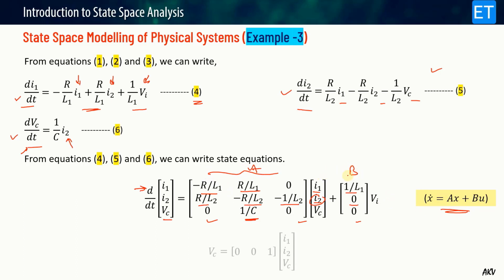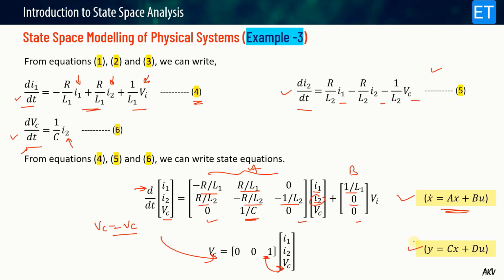Similarly, I can write the output equation. In output, the capacitor voltage itself is the output. So that's why Vc equal to Vc. So same is written here. So this is how I could achieve both the state equations, x dot equal to Ax plus Bu and y equal to Cx plus Du for this electrical network.